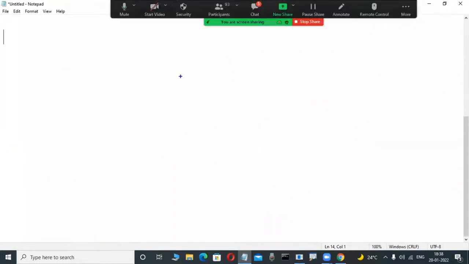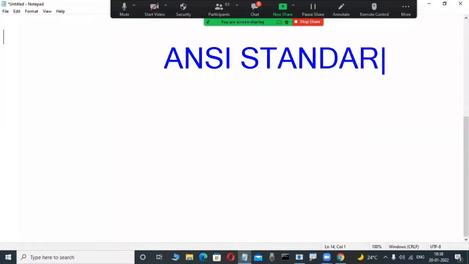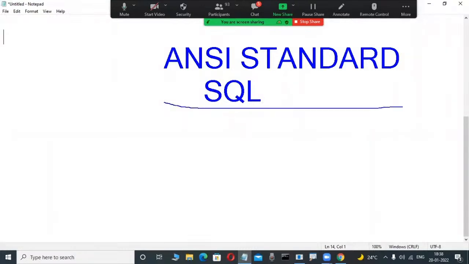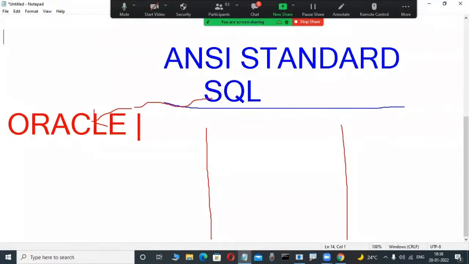Same here also. SQL is an ANSI standard language. ANSI, the American National Standards Institute, defines some standards for the SQL language. This ANSI standard language is used to operate all relational databases. I agree, but unfortunately, from this ANSI standard SQL, Oracle Corporation created their own SQL that is called Oracle SQL. That is important.